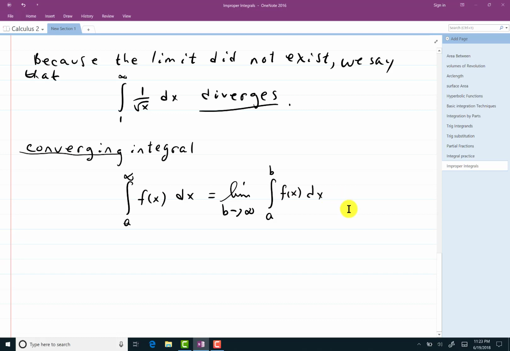So this integral is considered converging if this limit exists. I can go the other way too. I could have a b up here, but then negative infinity to b. And that's defined in a similar manner. If it's the limit, you'd use an a down here, I suppose.